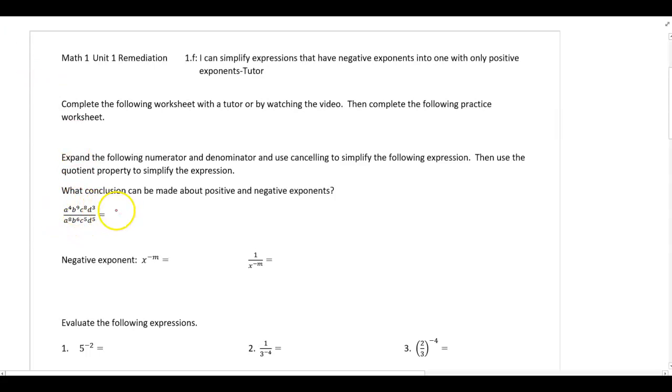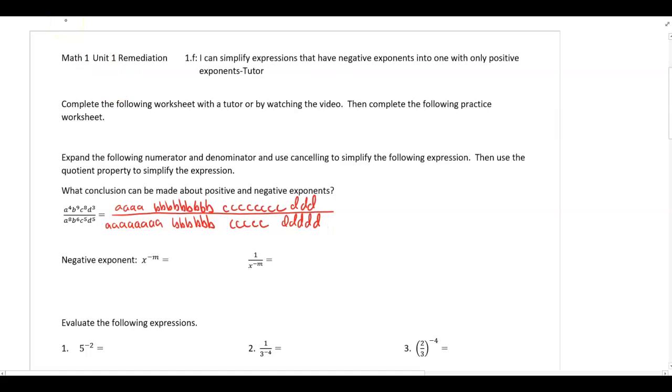So when we look here, this would be a to the fourth, b to the ninth, c to the eighth, and then d to the third. Okay? All over a to the eighth, b to the sixth, c to the fifth, right? And then d to the fifth.